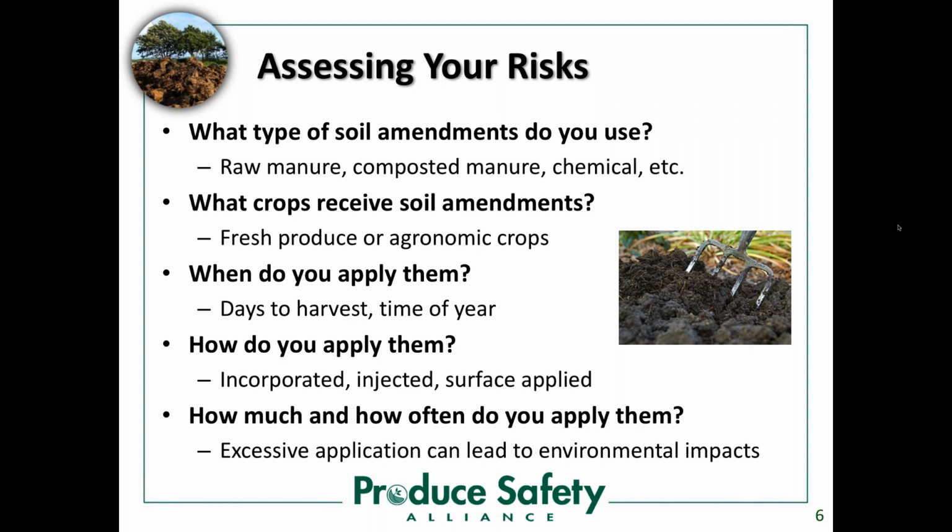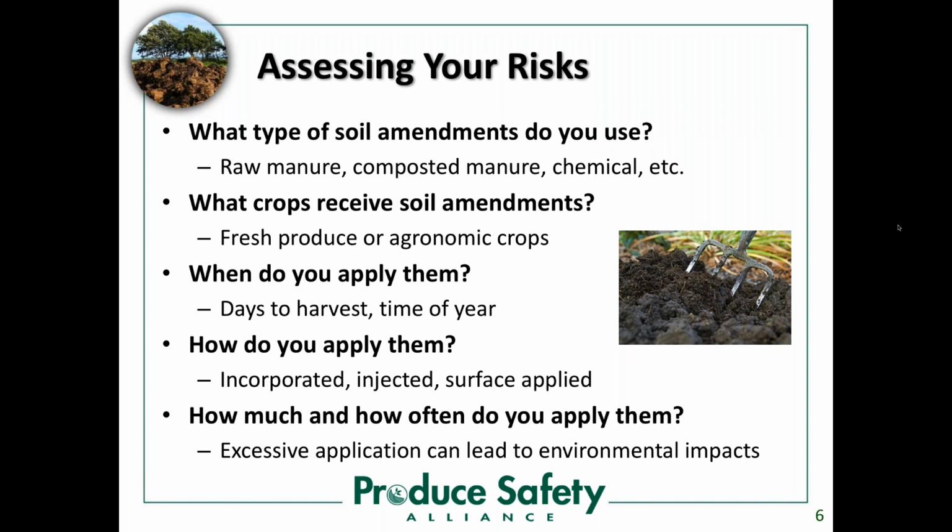So the first thing to do is ask yourself the question, what type of soil amendment do I use in my production operation? Is it raw manure? Is it composted manure? Is it chemical? Is it composted plant material? What is it? What crops receive the soil amendments? Are they fresh produce or are they agronomic crops? The thing we want to be considerate of here is, are they covered crops, covered produce? In other words, foods that are produced that are not likely to be eaten raw. For example, dried beans, other things that are not likely to be eaten raw. Sweet potatoes are on the list. So there are all sorts of products that are not covered. And so we want to think about, is it fresh produce that is covered or is it not covered?